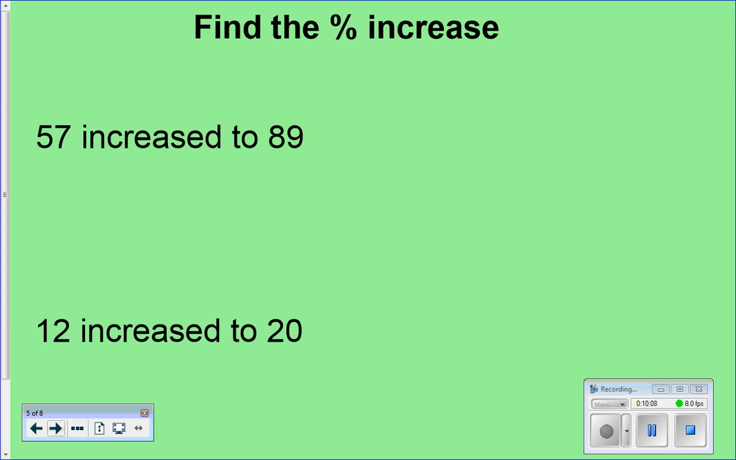You go back a week later and guess what happens? It increased, which means what? Went up to what? 89. So the first thing we're going to do is find how much it changed. It went from 57 to 89. So the first thing I'm going to do is subtract.